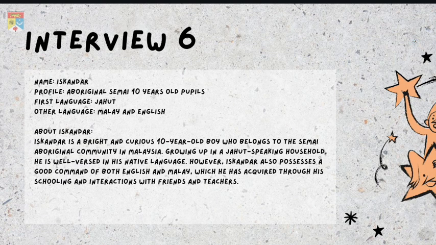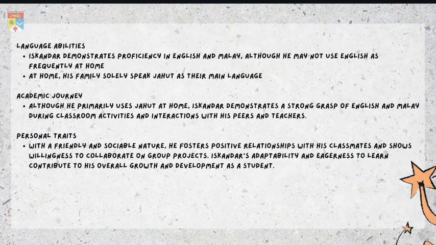So for the last interview, a student named Iskandar, an Aboriginal Semai 10-year-old pupil. The first language is Jahut and the other languages spoken are Malay and English. Iskandar is a bright and curious 10-year-old boy who belongs to the Semai Aboriginal community in Malaysia. He has been growing up in a Jahut-speaking household, well versed in his native language. However, Iskandar also possesses a good command of both English and Malay, which he has acquired through his schooling and interaction with friends and teachers.